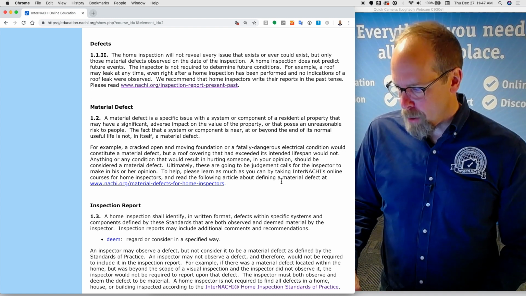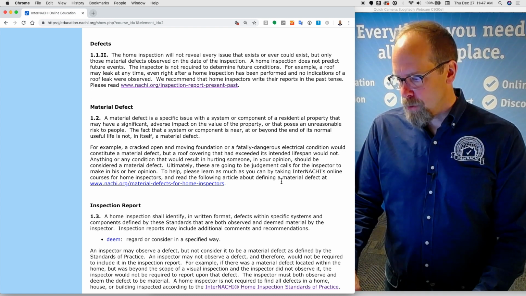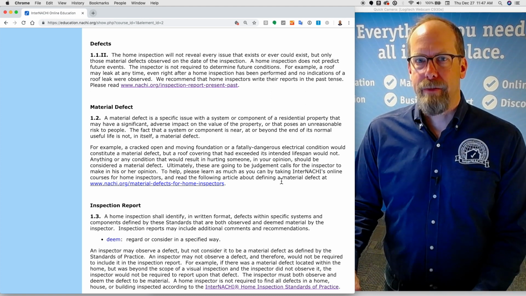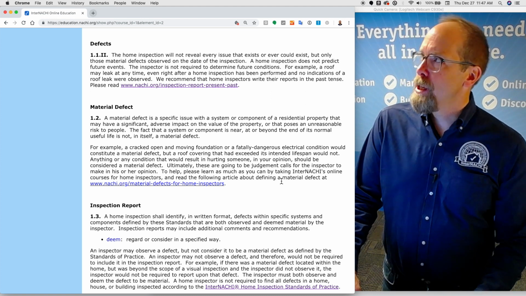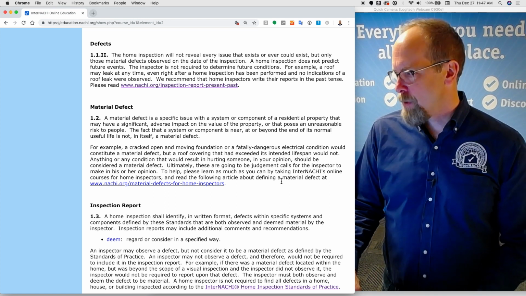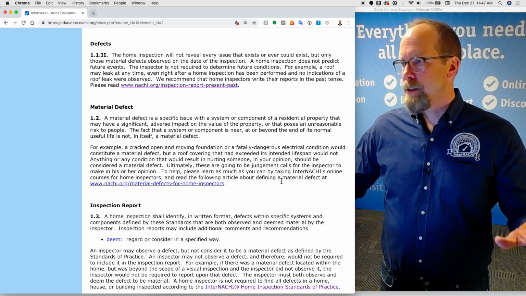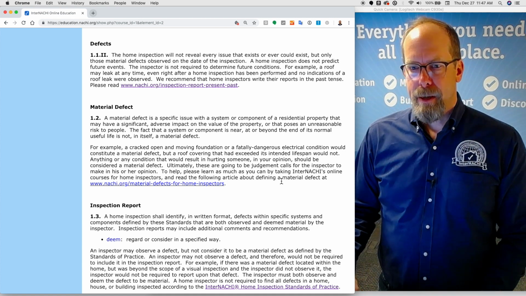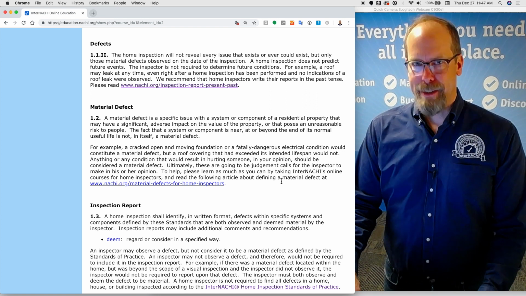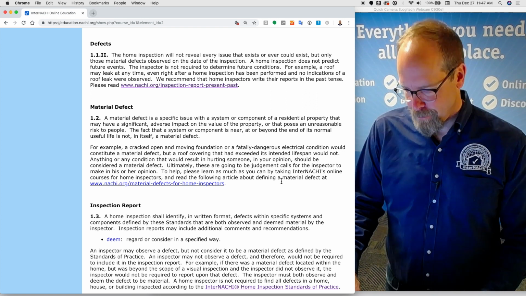The fact that a system or component is near, at, or beyond the end of its normal useful life is not in itself a material defect. So if the asphalt shingle roof covering is cracked up and there are missing pieces, it's beyond its service life, but that's not necessarily a material defect.